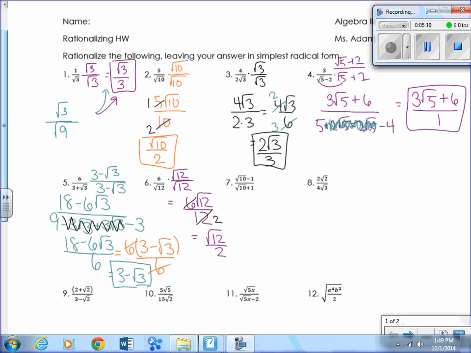But wait, that's not the final answer because 12 you can break down, right? 12 breaks down into 2 times 2 times 3, and you can pull out some 2's. So that's going to give me 2 times the square root of 3 over 2, and those 2's cancel, so your final answer is just the square root of 3.